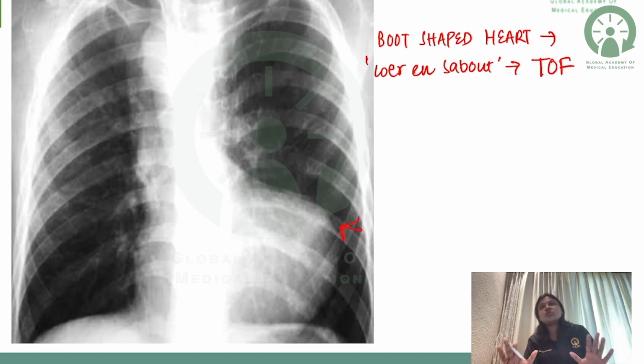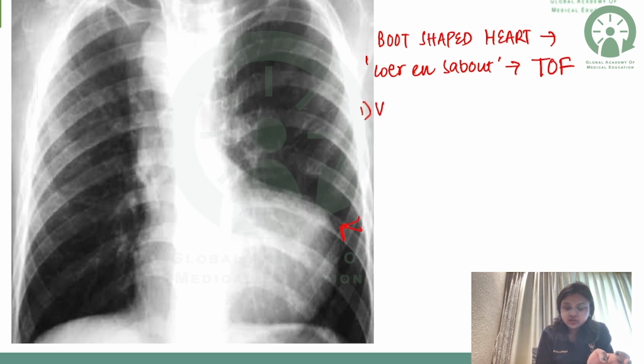Now, few questions that we are going to read from top, which are commonly repeated. Number one, what are the four components of TOF? Tetralogy of Fallot में tetralogy क्या है? Number one is ventricular septal defect. So it is a large non-restrictive VSD.